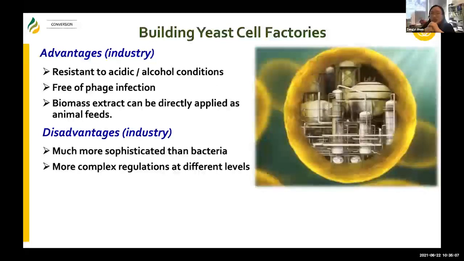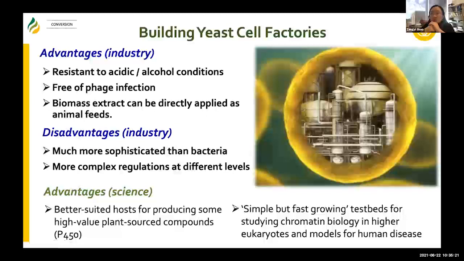Regulatory controls exerted at different levels often lead to low gene expression levels and production titer at the beginning development stage. And beyond the compounds of interest to DOE, some of us in the conversion theme chose to work on yeast in parallel projects because yeast are better suited hosts for producing some high-value compounds currently extracted from plants, due to their ability for P450 enzyme expression. And lastly, beyond working as a production host, yeast are a simple but fast-growing testbed for studying chromatin biology in higher eukaryotes and models for some human diseases.